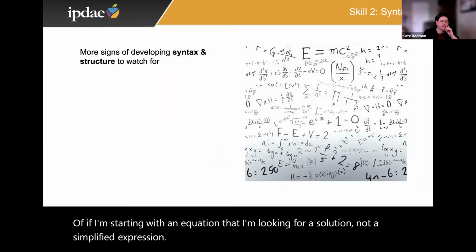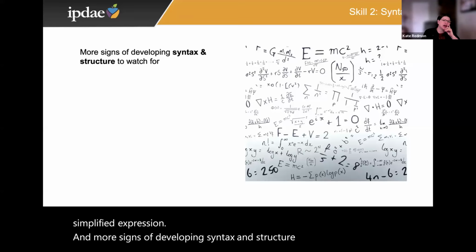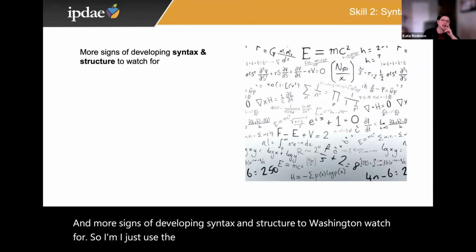And more signs of developing syntax and structure to watch for. So I just use the term developing instead of struggling because, you know, you're on your journey to language.